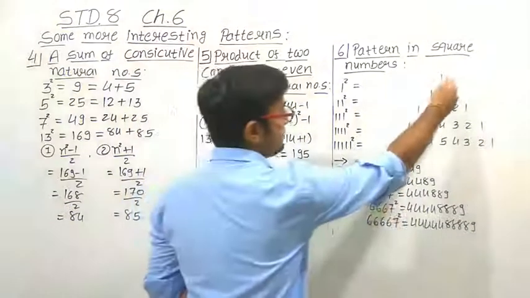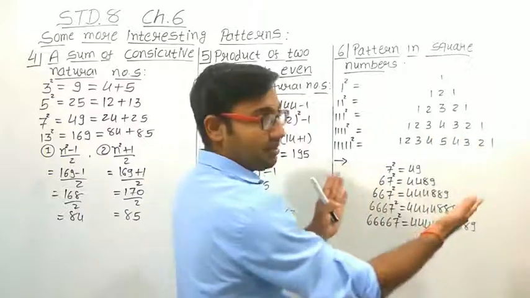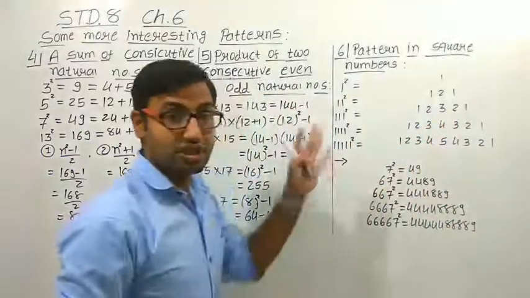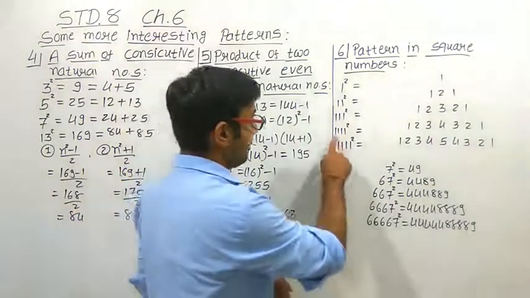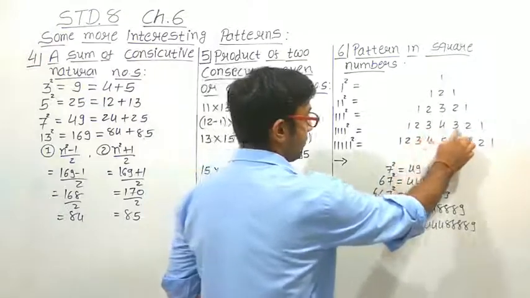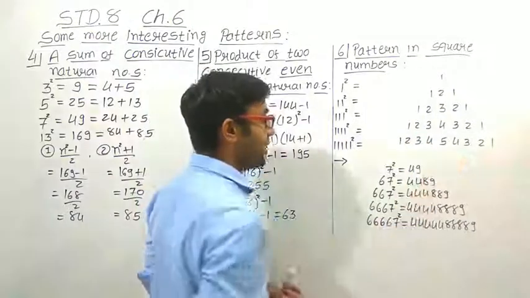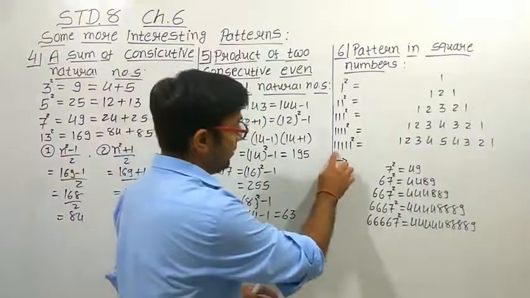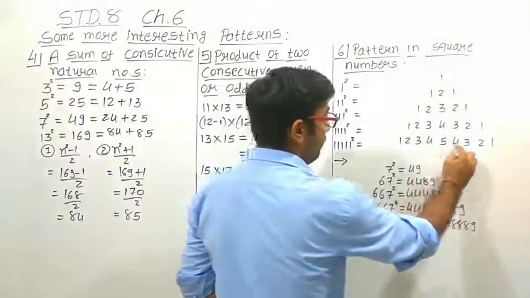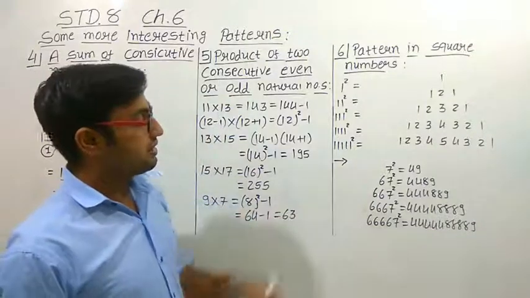That means the middle number increases, and on both sides of that number, the numbers are decreasing: 3, 2, 1, 3, 2, 1. So this is one kind of pattern. 1111 square is 1, 2, 3, 4, 3, 2, 1. Both sides of the middle number are decreasing. In the same way, 11111 square is 1, 2, 3, 4, 5, 4, 3, 2, 1. Okay? Now see another pattern.